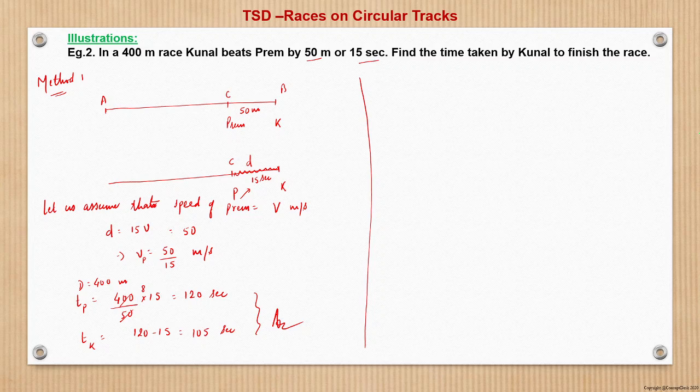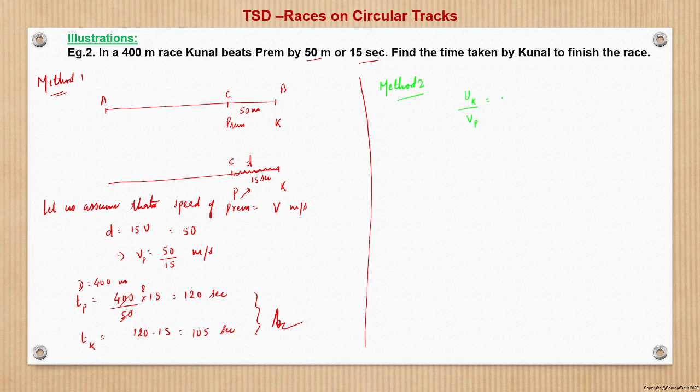Now let us look at method 2. Method 2 is from the first statement, Kunal beats Prem by 50 meter. It means that the ratio of speed of Kunal upon speed of Prem will be what? In the same time, when Kunal covers 400 meter, Prem covers 350 meter, right? That is what it means. Kunal beats Prem by 50 meter. It means that when Kunal covers 400 meter, Prem covers 350 meter.